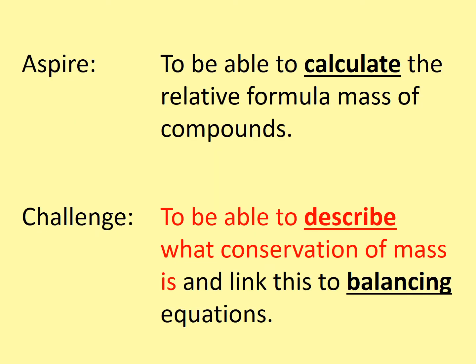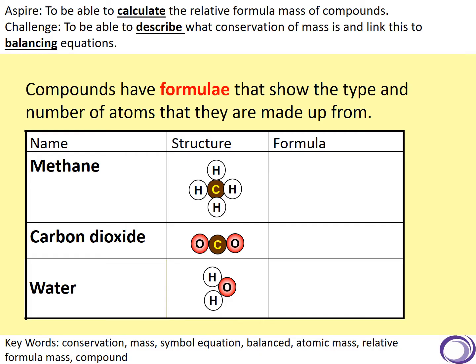So I'm going to move on, and we have basically achieved part of our first challenge objective there. So when we look at compounds, they have formulae, and they show both the type and the number of atoms that they are made up from. So here are three very common chemicals that you'll come across a lot in your GCSE science.